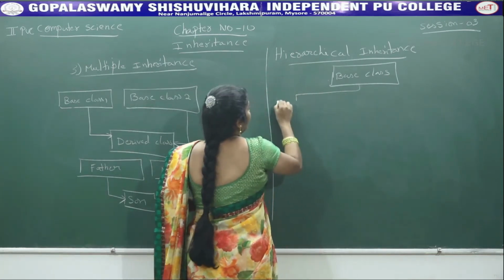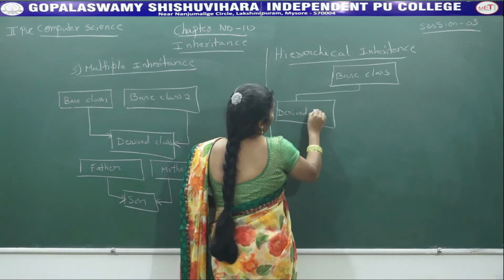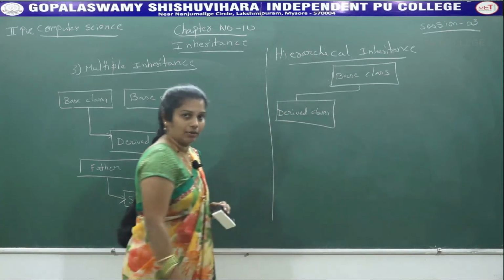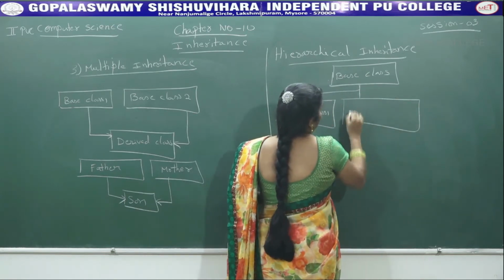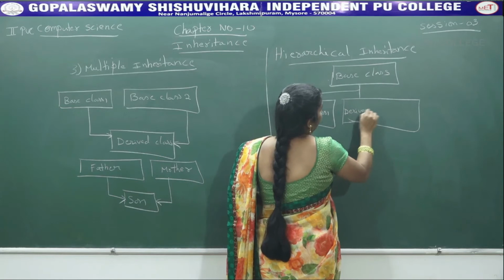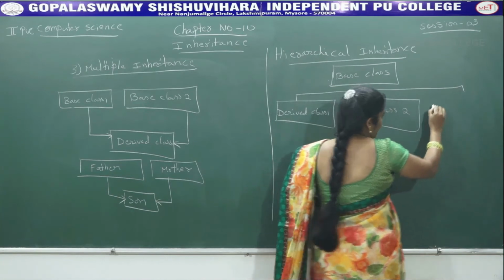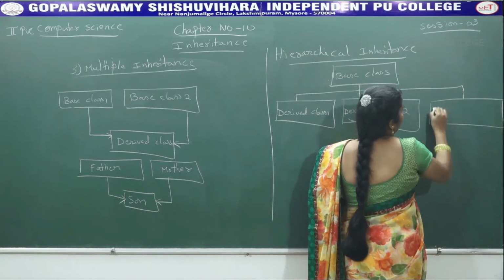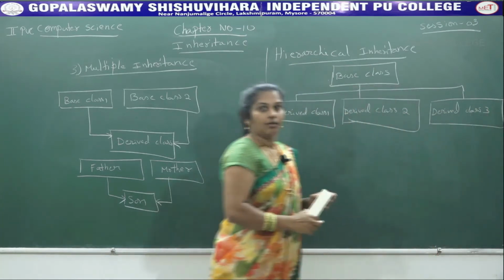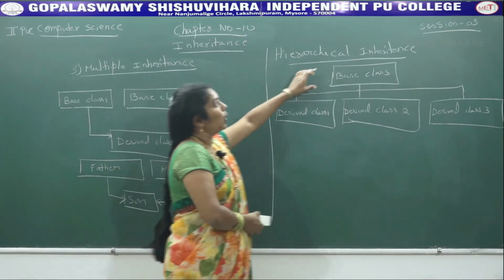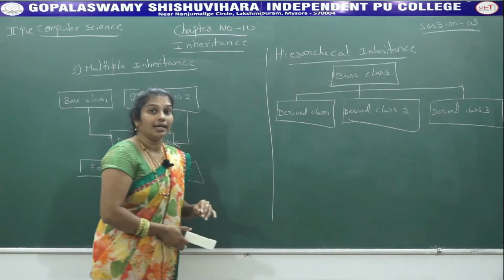For example, here derived class 1. The next one, from this we are creating derived class 2. From this we may get one more derived class, derived class 3. Only one base class we have, from that multiple derived classes. That's why it is called hierarchical inheritance.